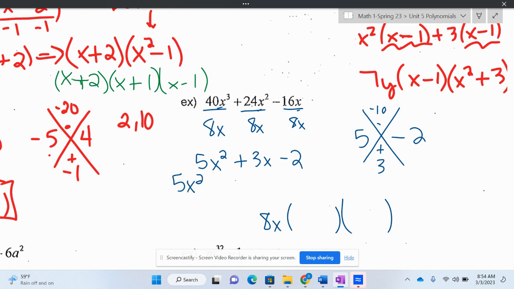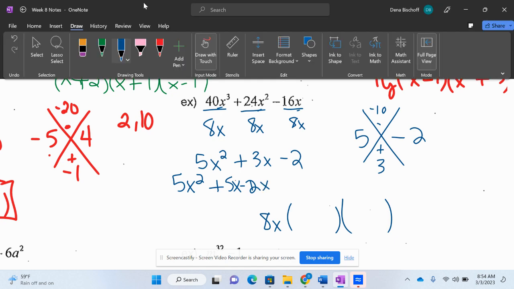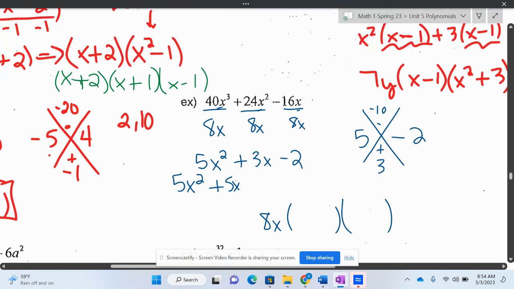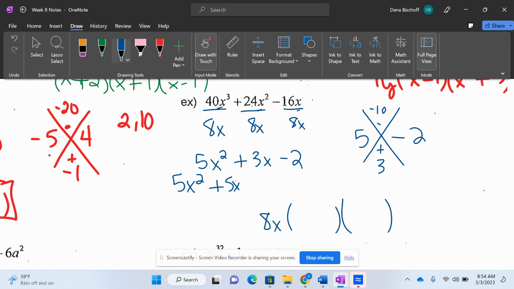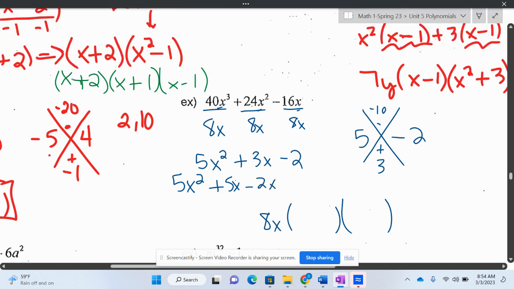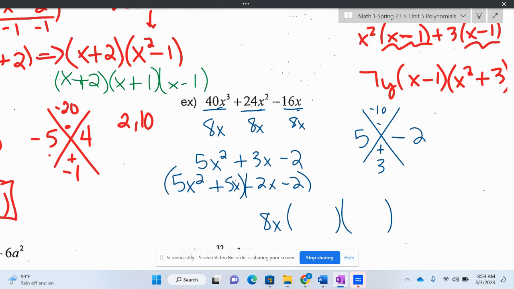Because my leading coefficient is not 1. So 5x squared plus 5x minus 2x and minus 2. So let's do our grouping. What can I take out of the 5x squared plus 5x? Yeah, I can divide everything by a 5x. So when I pull out a 5x, what do I have left? Looks like I have an x plus 1 left, correct?